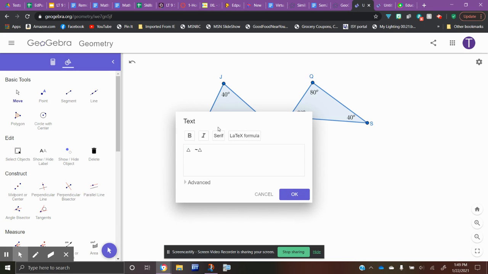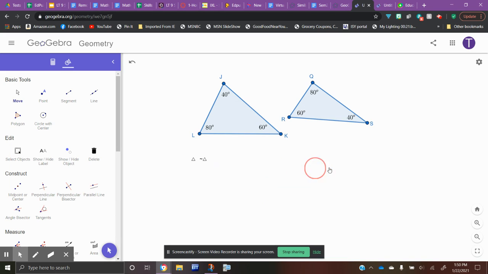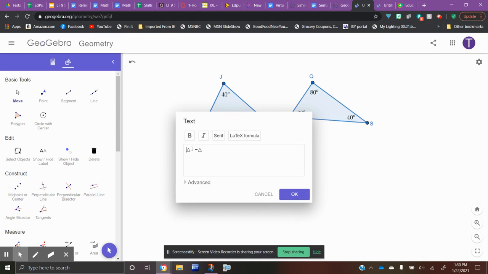Here we go. Okay, so I'm going to name my first triangle in whatever order I choose. So let's say I decide to go LJK. Okay, we'll name that first one triangle LJK. And once again, it doesn't matter at all what you choose to name your first triangle.